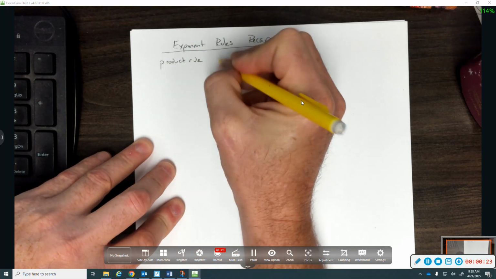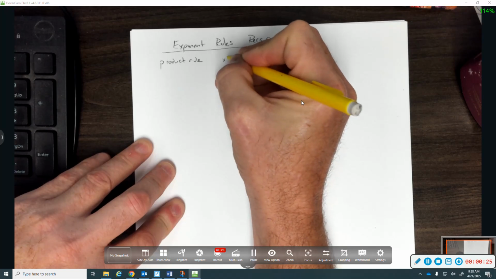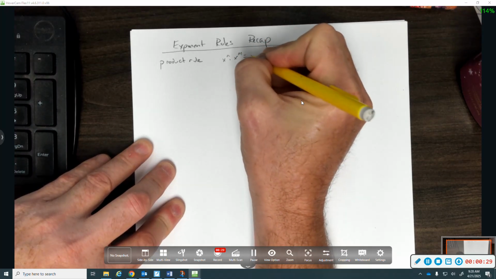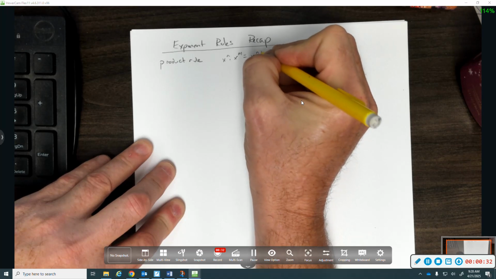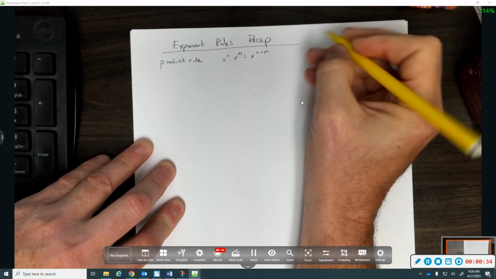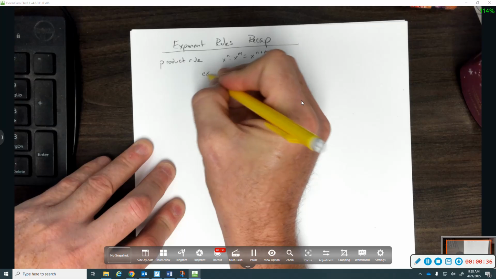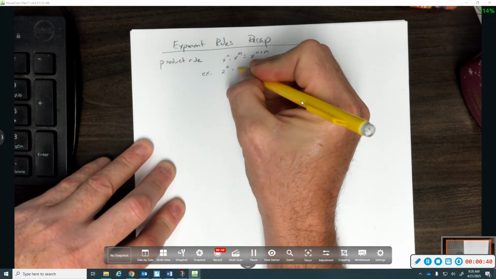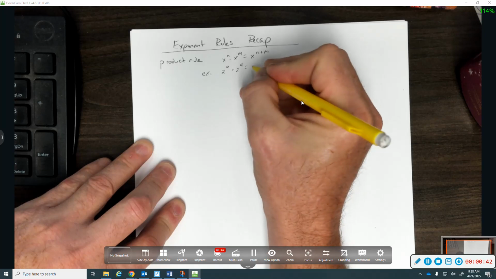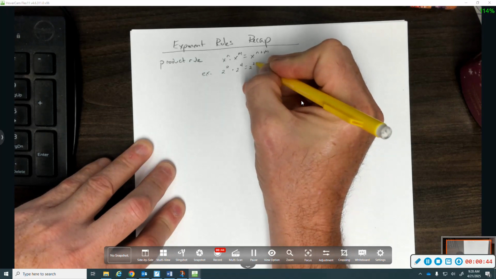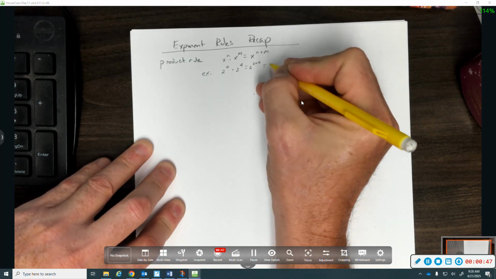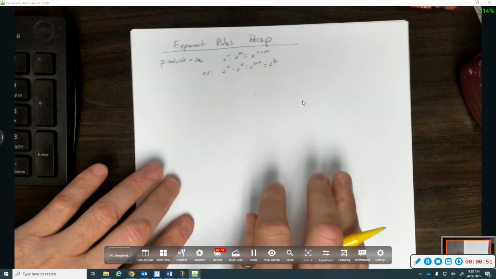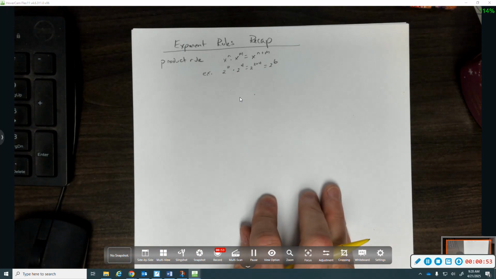which is just anything x to the n power times x to the m power equals x to the n plus m. An example would be 2 to the second power times 2 to the fourth power, which is 2 to the 2 plus 4. We add the exponents, so 2 to the 6.